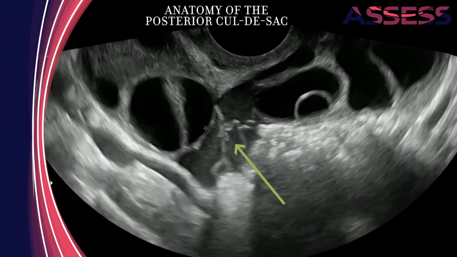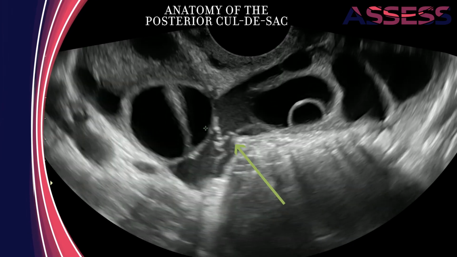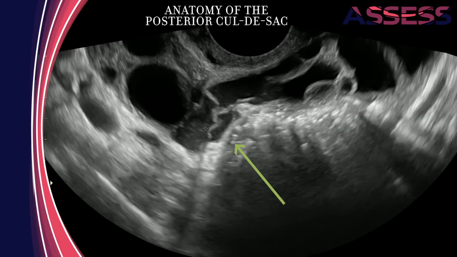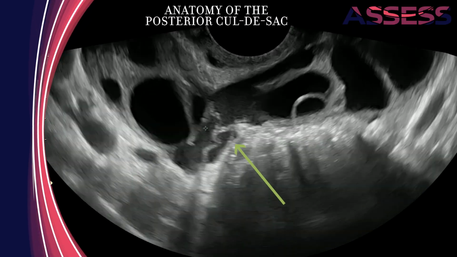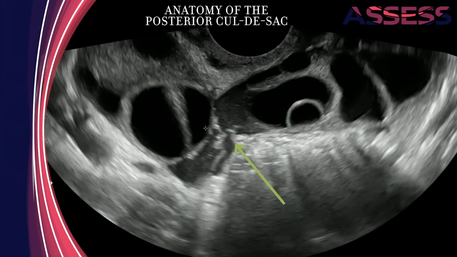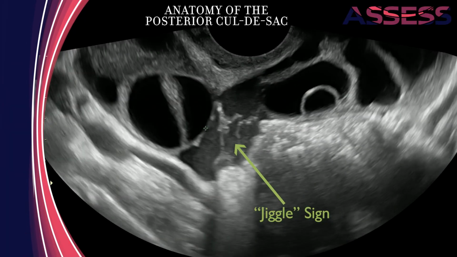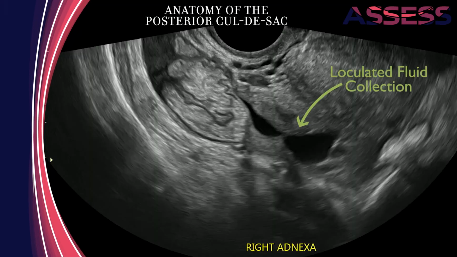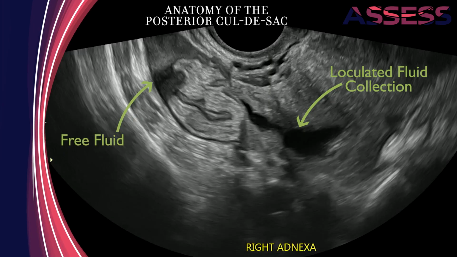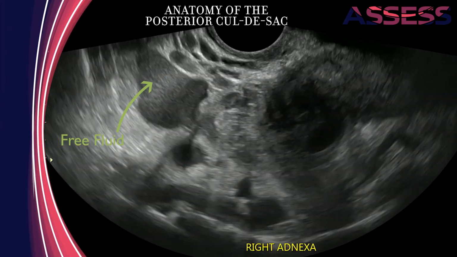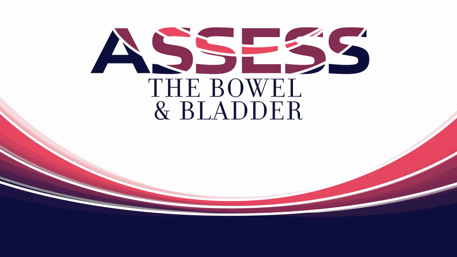Fluid in the posterior cul-de-sac can help with the assessment of endometriosis. There may be strands of tissue which can be seen extending from the peritoneum into the fluid. With the motion of the probe, these strands may be seen to move in the fluid. This may be referred to as the jiggle sign. The term loculated fluid collection indicates that fluid is contained within an area of adhesions. The fluid in a loculated fluid collection may be of a different echogenicity than surrounding fluid in the pelvis.